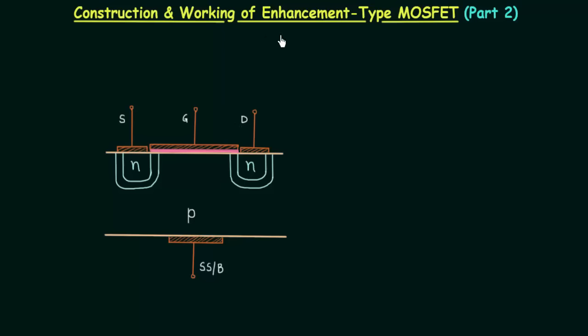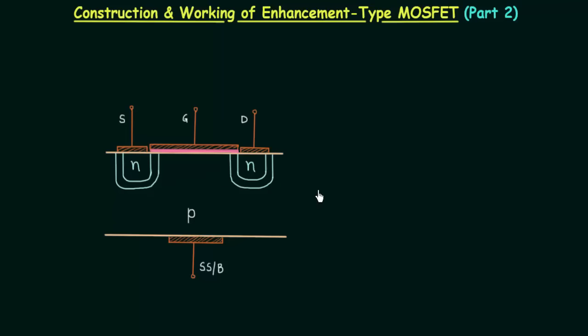So in case of enhancement type MOSFET, there is no channel initially, but in case of depletion type MOSFET, the channel is already there. The channel is there from the beginning. There is a depletion region. We have N-type material and P-type material, so there is a depletion region. You can see the width of the depletion region is uniform.